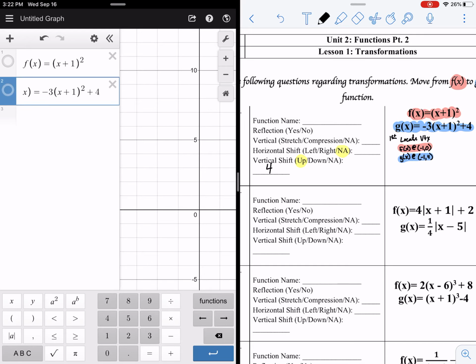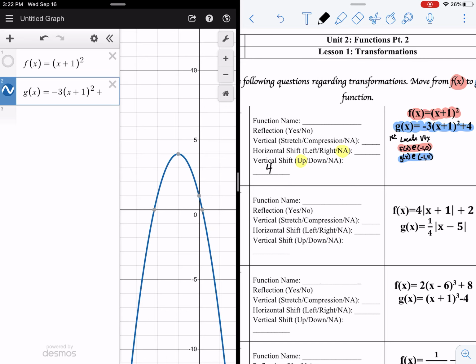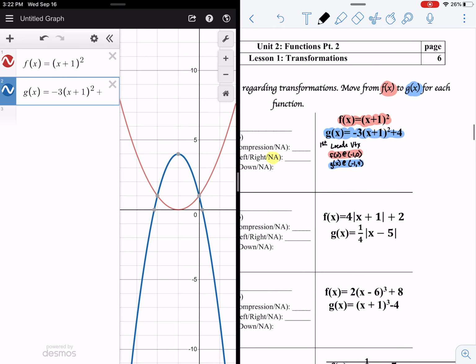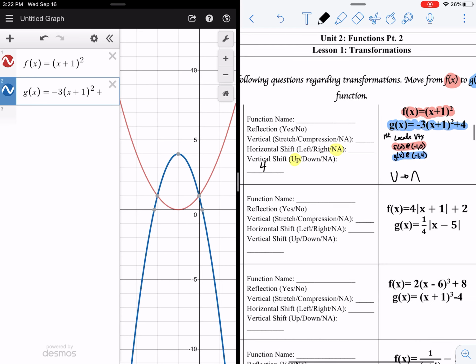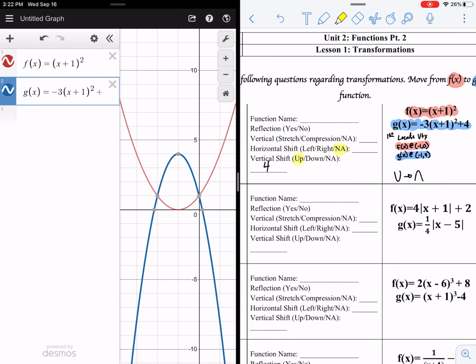I'm now done with my vertex, and I want to talk about the shapes of the graph. So red was a U, and it became an N. So these are different shapes, therefore there was a reflection. If these would have both been U or both been N looking shapes, then a reflection would not have occurred.